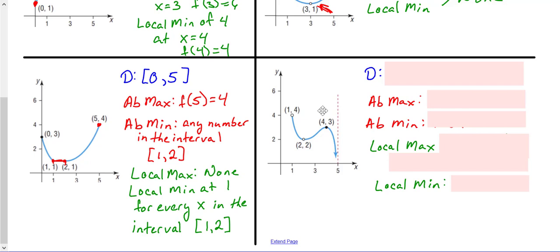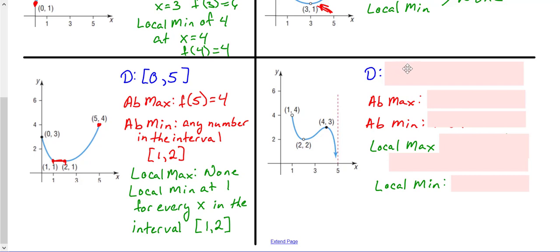Last example, and when we look at this one, it starts at 1, 4, which is open, so it's not included. We go down to 2, 2, which is an open circle, which means that point is also not included. And then it seems to go forever as it gets closer to 5, but does not touch 5. Because remember, the dotted line indicates an asymptote that is never being touched.